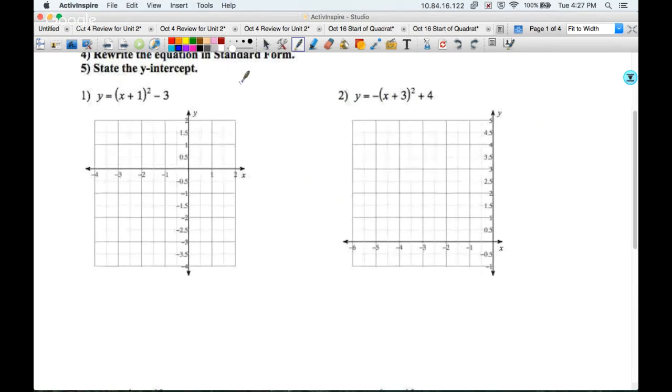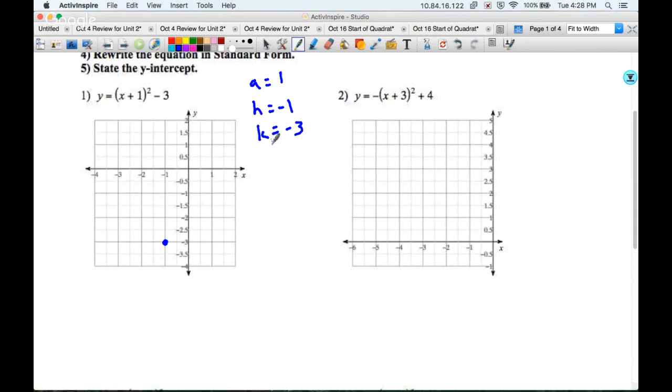So for number 1, I can see that my a, h, and k values are a is 1, h is -1, make sure to take the opposite there, and k is -3. So this is in vertex form, made it very easy to see these points. It also makes it very easy to graph. My vertex is at -1, -3. I go over -1, I go down to -3, I put a point.